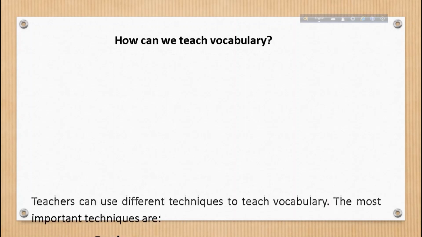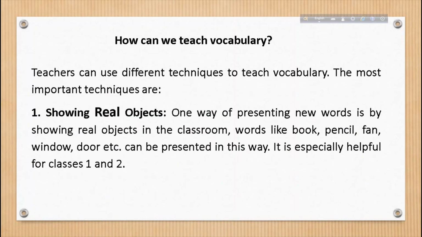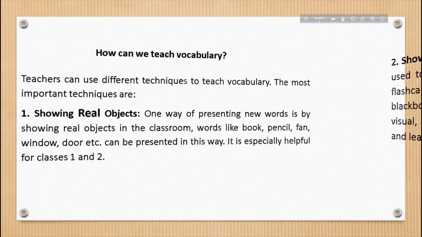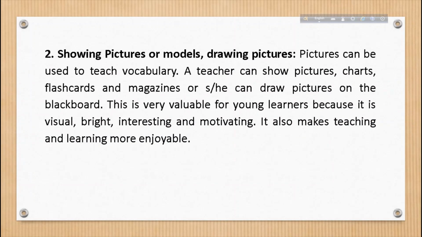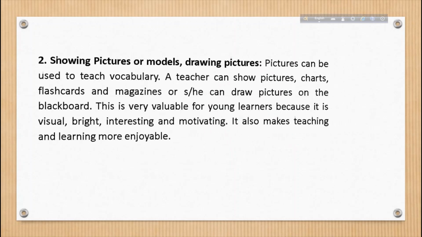How can we teach vocabulary? Showing real objects, already we have discussed it. Showing real objects, then showing pictures or models or drawing pictures. Pictures can be used to teach vocabulary. A teacher can show pictures, charts, flashcards or magazines, or he can draw pictures on the board. This is very valuable for young learners because it is visual, bright, interesting and motivating. It also makes teaching and learning more enjoyable.